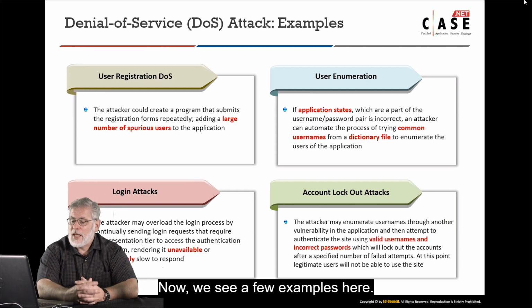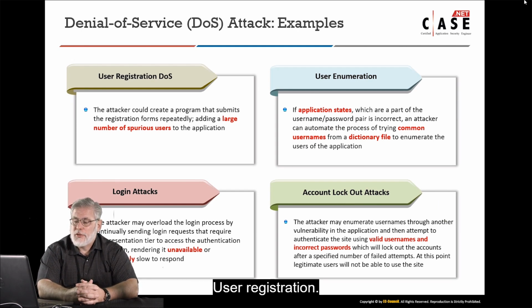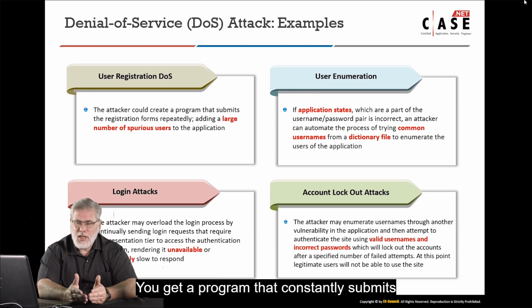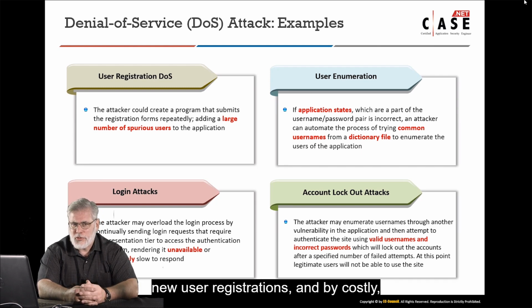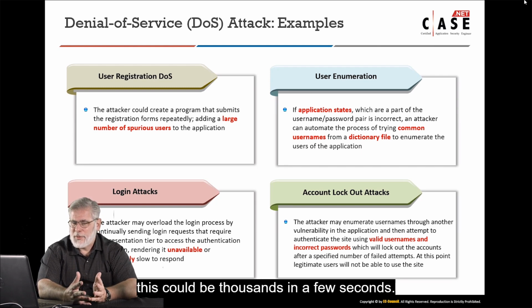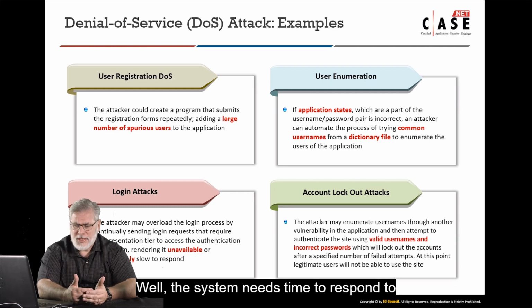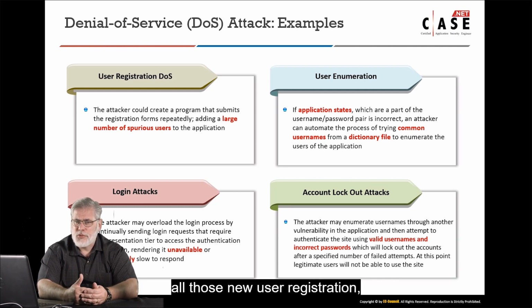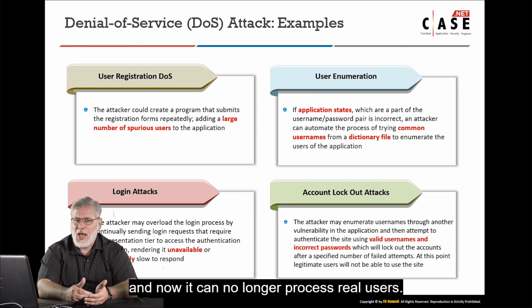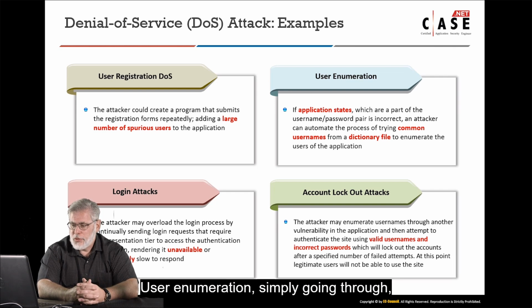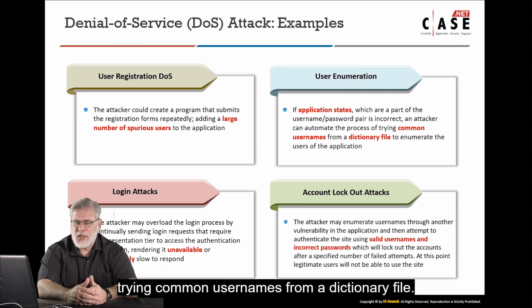Now we see a few examples here. User registration. You get a program that constantly submits new user registrations. And by constantly, this could be thousands in a few seconds. Well, the system needs time to respond to all those new user registrations and now can no longer process real users. User enumeration, simply going through trying common usernames from a dictionary file.